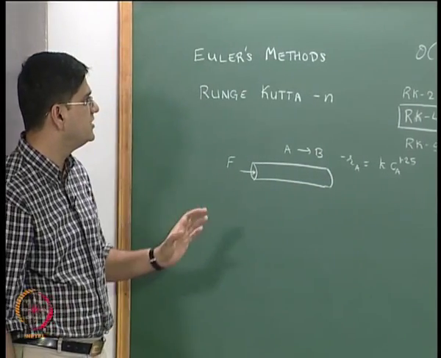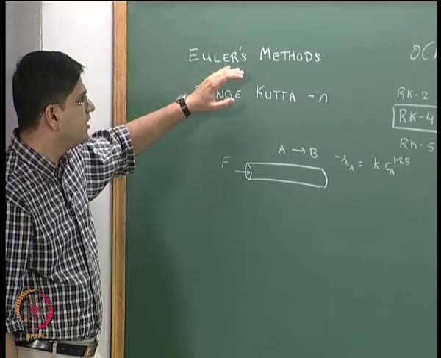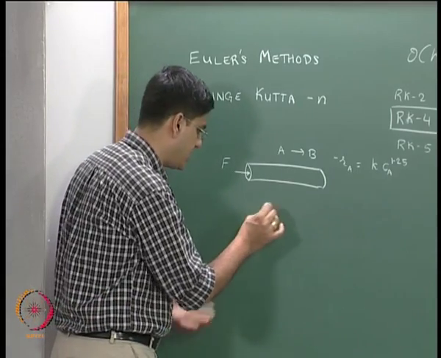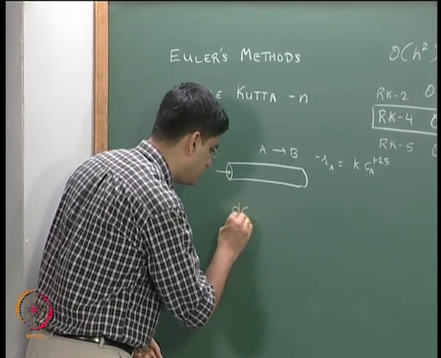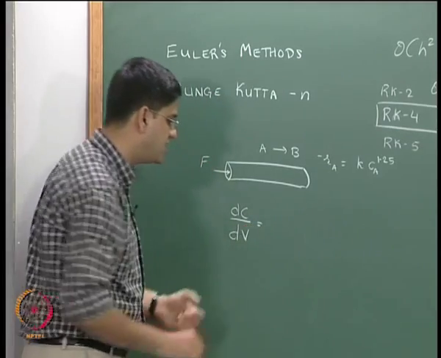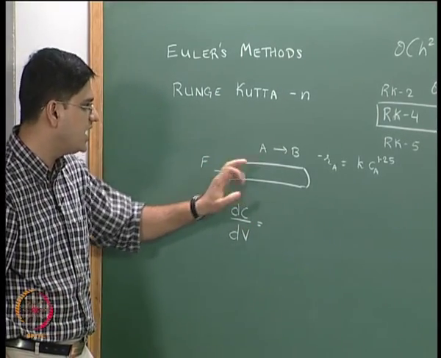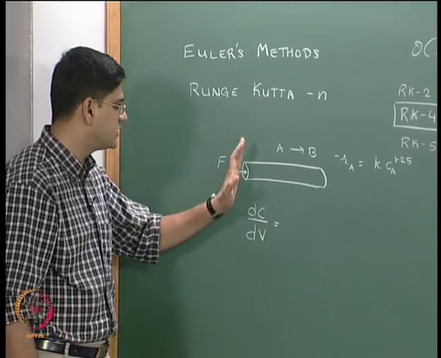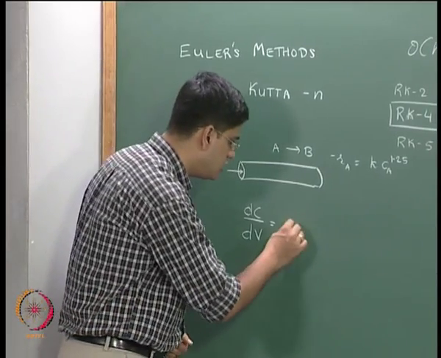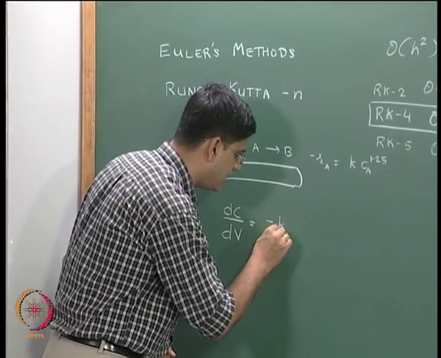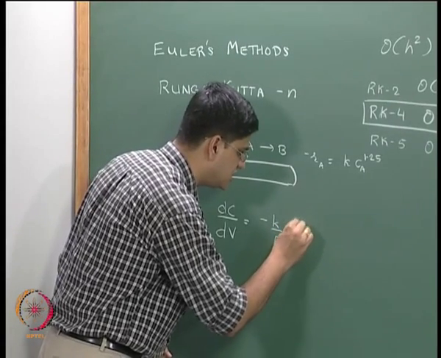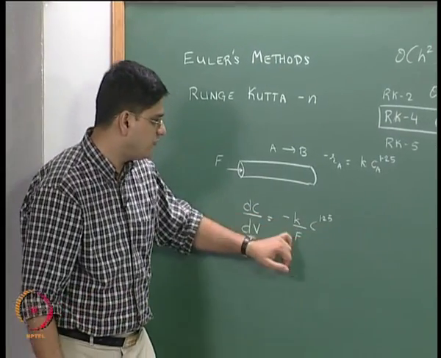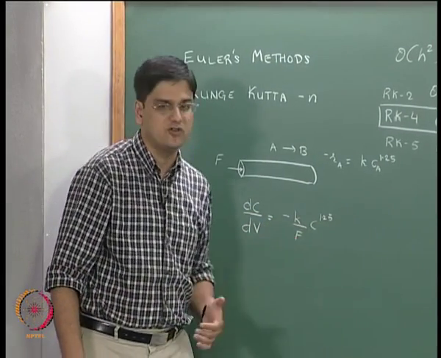And then in the previous lecture of this module we looked at Euler's explicit method to solve the problem. The problem definition that we get is dC by dV, where C is concentration of species A at any location in the plug flow reactor, and V is the volume of the plug flow reactor starting from this end of the reactor, equal to minus k by f times C to the power 1.25. This was the problem that we were trying to solve for value of k equal to 1 and value of f equal to 2.